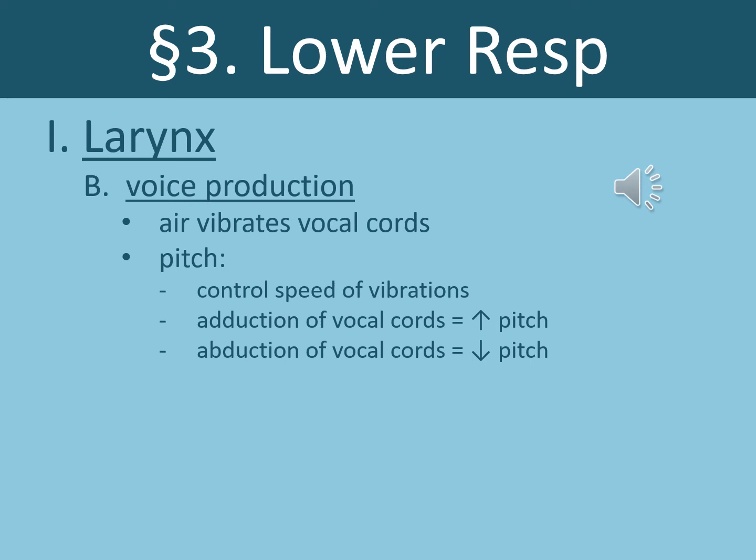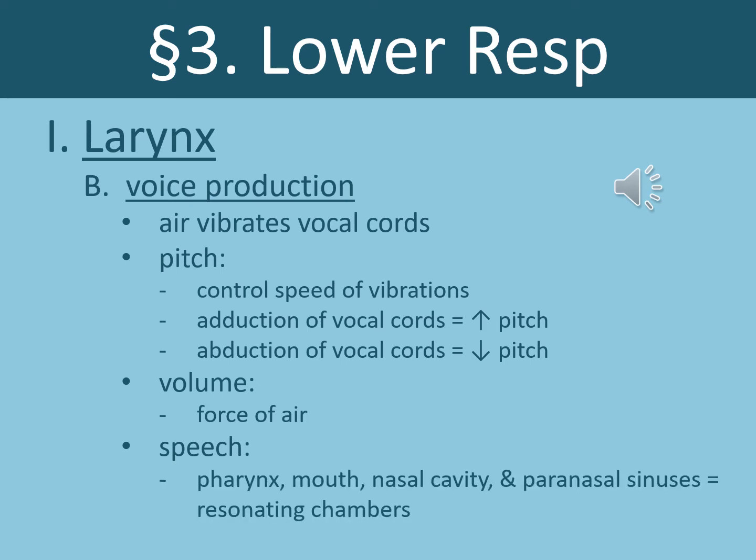Adduction. We can also control the volume of our voice by changing the force at which we force air out of our lungs. There are other components of speech that are controlled by many other organs. Our pharynx, mouth, nasal cavity, and paranasal sinuses act as resonating chambers to help amplify and enhance the timbre of our voice. Last, our face muscles, tongue, and lips allow us to enunciate and articulate words.